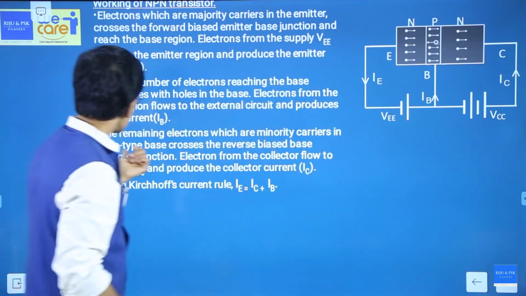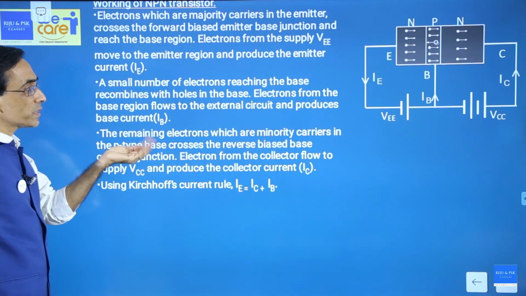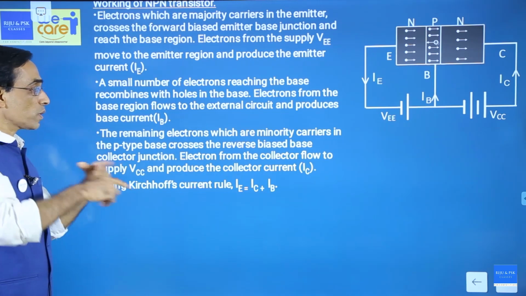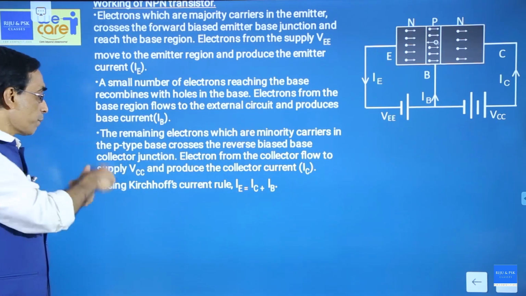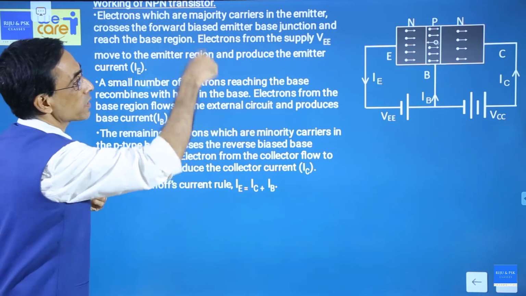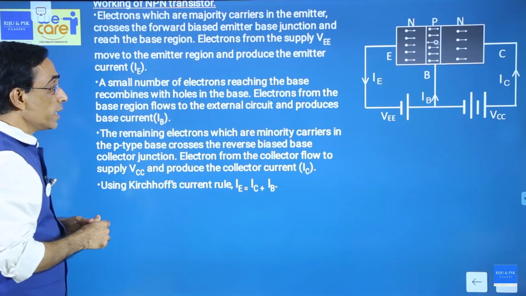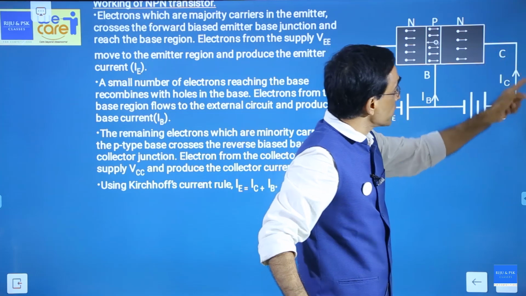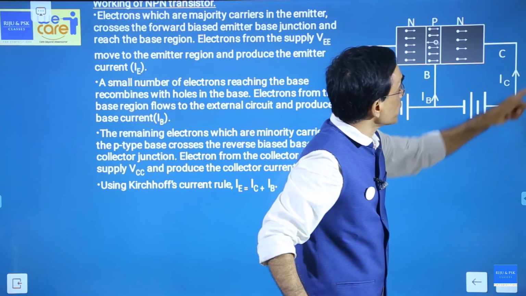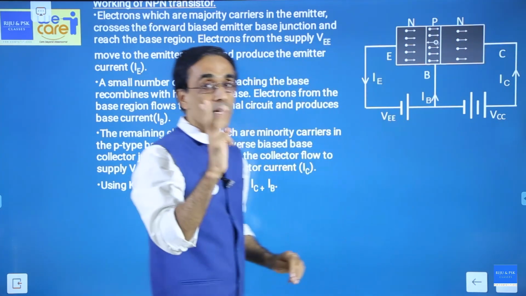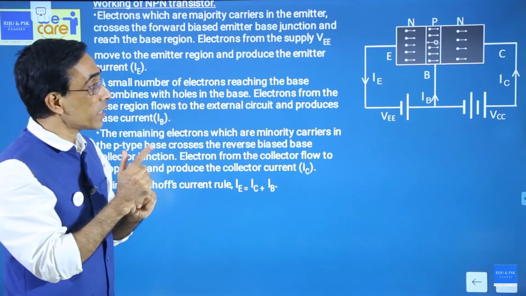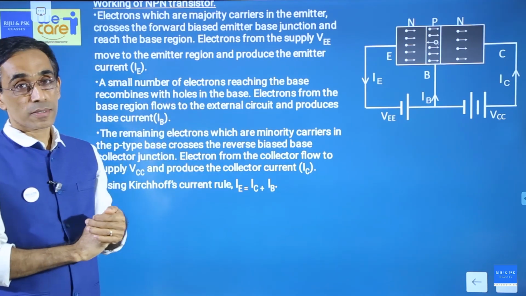See this. The remaining electrons, which are minority carriers in the p-type base, cross the reverse biased base collector junction. They reach the collector. Electrons from the collector will go towards this positive terminal and they'll produce a current in the opposite direction. So three currents are there: one is the emitter current, the second one is the base current, and the third one is the collector current.